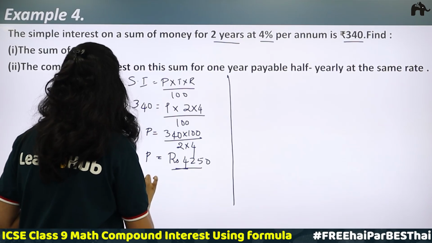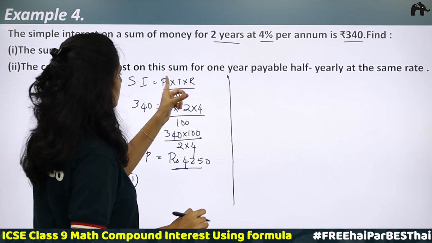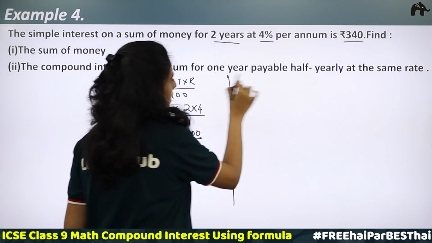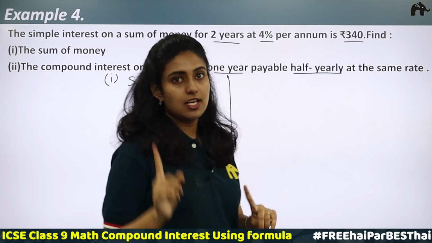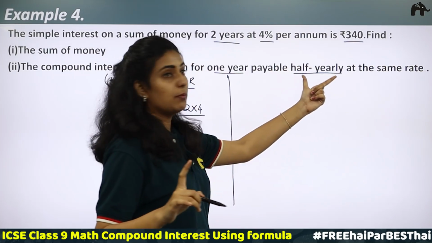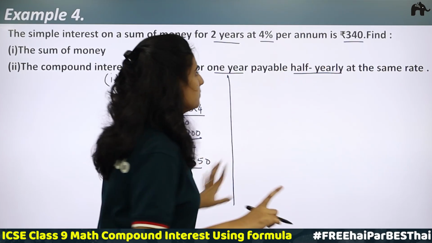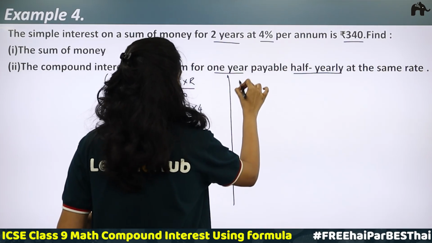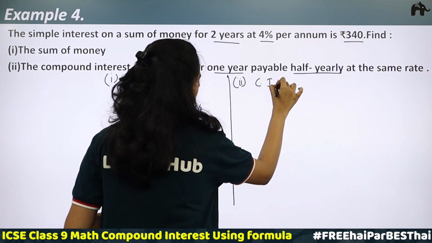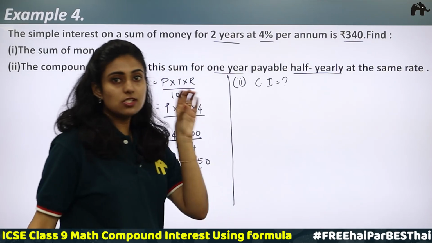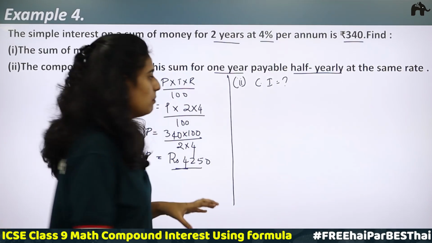Now the second part, we have to find the compound interest on the sum for 1 year payable half yearly at the same rate. This is for 1 year and it is payable half yearly. Now we need to find compound interest. What is compound interest? First, to get compound interest, we have to find the amount.